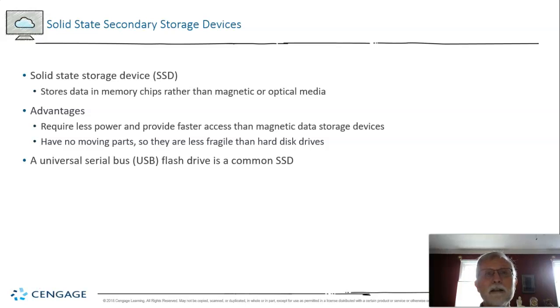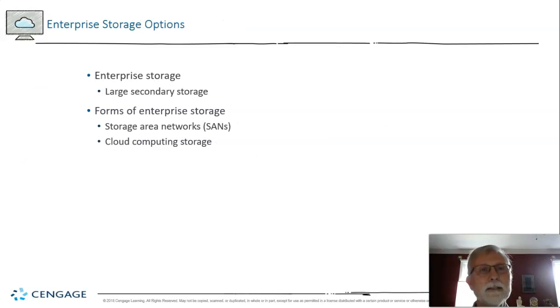What's becoming more and more common is your solid-state devices. It stores data in memory chips rather than magnetic or optical. It definitely requires less power, provides faster access, and has no moving parts, so it doesn't break like a hard drive can. Most of you probably have a solid-state drive. That's what your USB is. But now a lot of the new laptops are starting to come with solid-state drives because of the lower power and faster access, so your systems boot a whole lot faster.